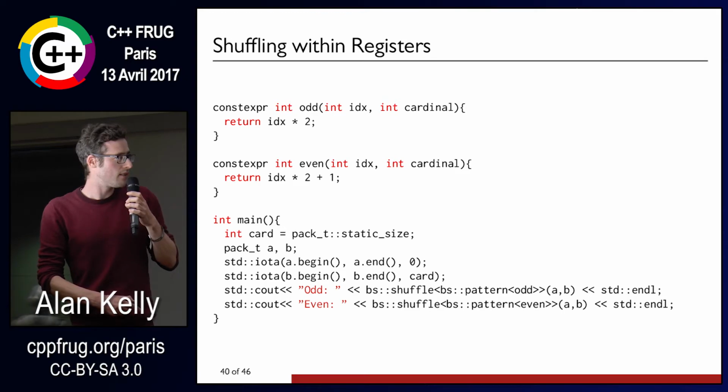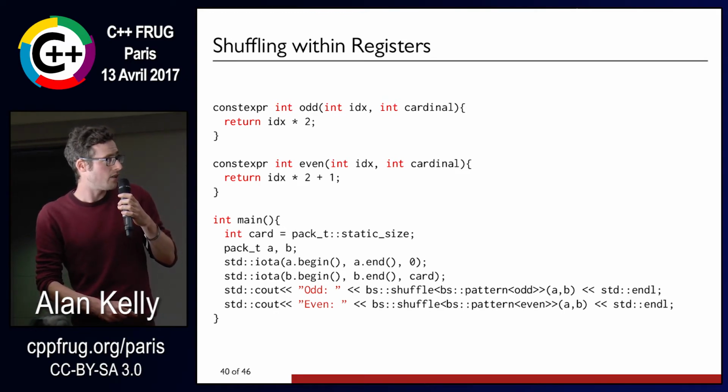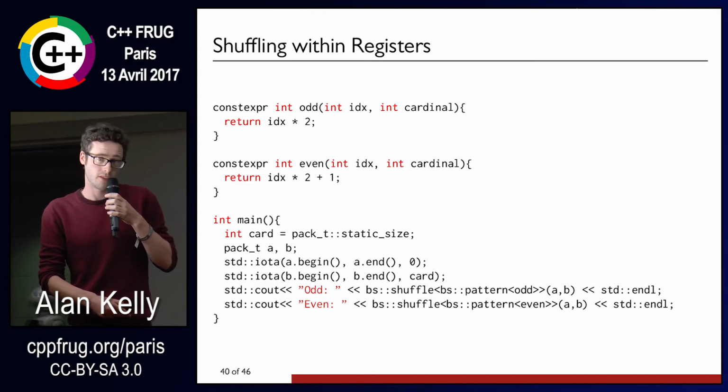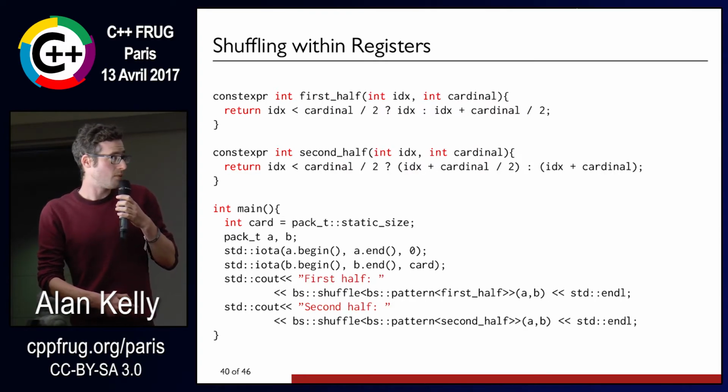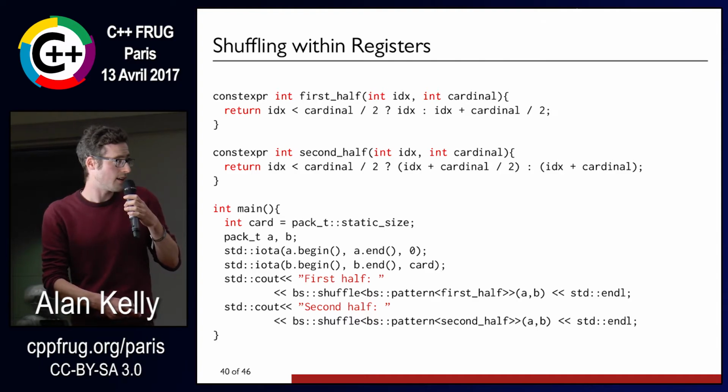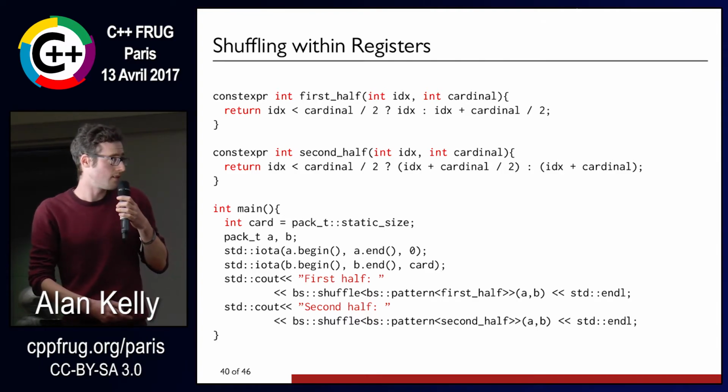So I use my constexpr function here. I pop it into my template here, and then no matter what architecture I'm on, this will generate the right pattern for odd and even. So I do my shuffles correctly, and I can continue with my FFT. Another operation I need to do is to take the first half of 2 registers and the second half of 2 registers. So I write my 2 constexpr functions here, pop them into my template, and again, I get exactly what I want, the first half of my 2 vectors and the second half of my 2 vectors.